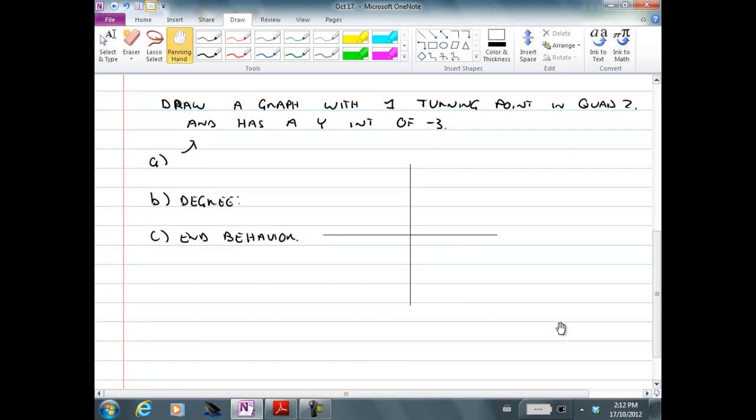Let's go. Right off the bat, I have a y-intercept of -3. I want you to put a dot at -3. Done. I said there's one turning point in quadrant 2. So a turning point in quadrant 2 means I'm going to put a point anywhere in quadrant 2 you like. Turning point means that's where the graph turns direction. How can you have a graph that passes this point and have a turning point here? You make that U.